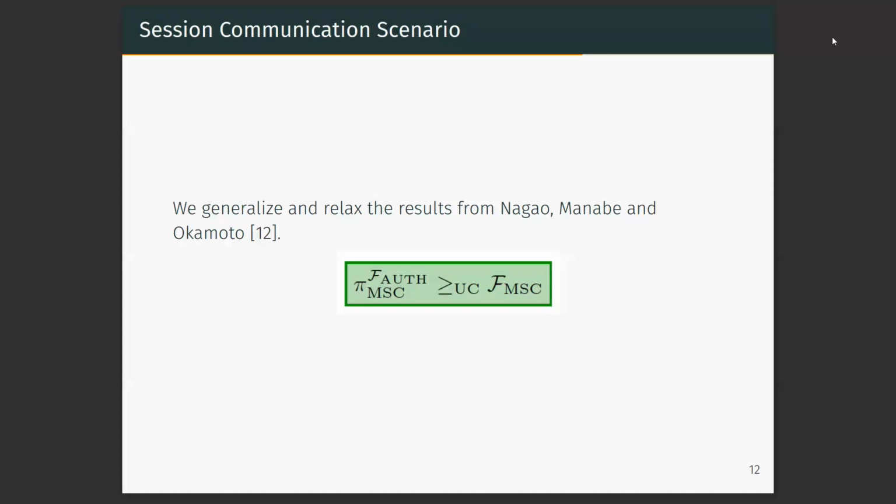The interesting part here is that the authenticated channel is only required during the initial exchange of the symmetric key and not when later on communicating over the CCA2 or RCCA secure DEM. The reason is that the exchange symmetric key is used to implicitly authenticate both the sender and the receiving party. Our results can be seen as a generalization of and relaxation of the theorems from Nagao, Manabe, and Okamoto.